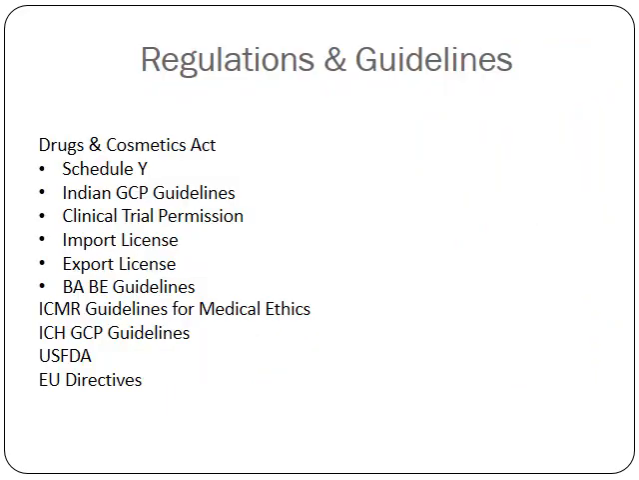So, dear students, in clinical trials, we follow different kinds of regulations and guidelines. The important regulations and guidelines in clinical trials include the Drug and Cosmetic Act, Schedule Y, Indian GCP guideline, clinical trial permission, import license, export license, BAB guidelines, ICMR guideline, which is the Indian Council of Medical Research guideline for Medical Research and Ethics, and ICH GCP guideline.